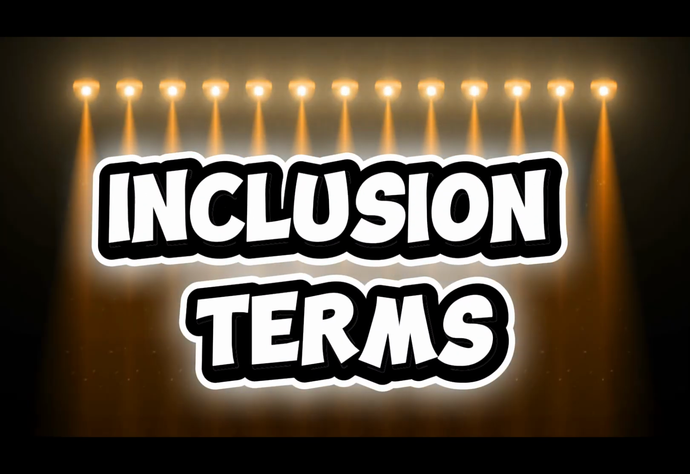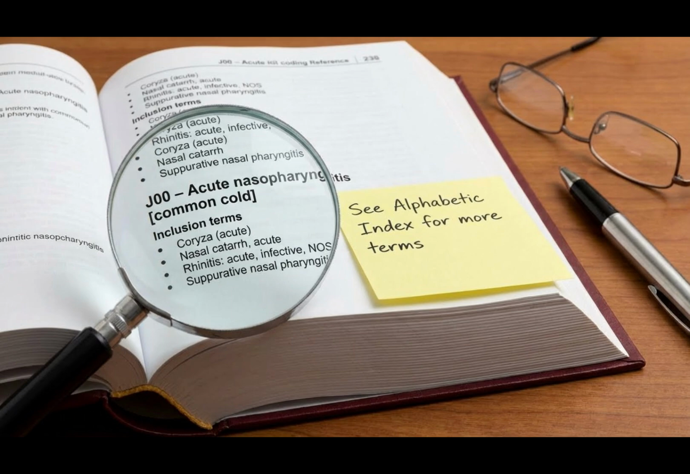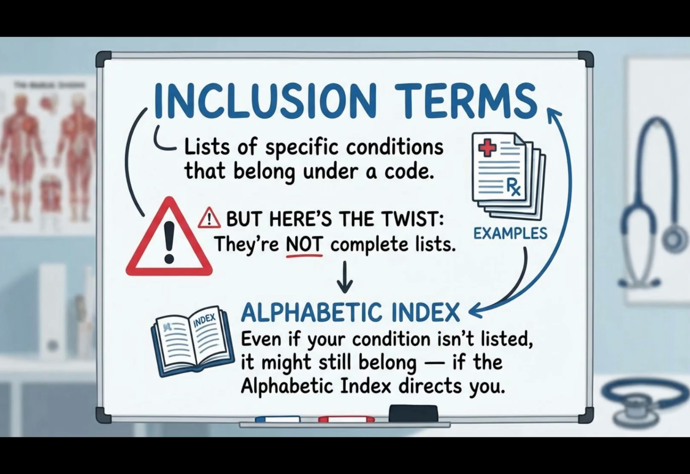Inclusion terms. These are lists of specific conditions that belong under a code. But here's the twist: they're not complete lists. Even if your condition isn't listed, it might still belong if the alphabetic index directs you.